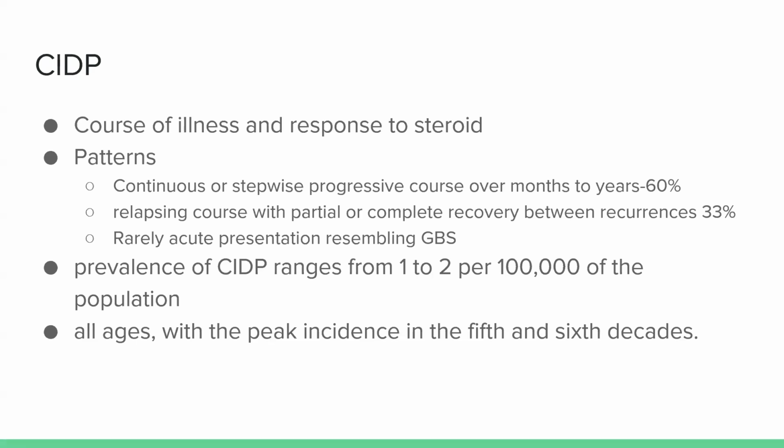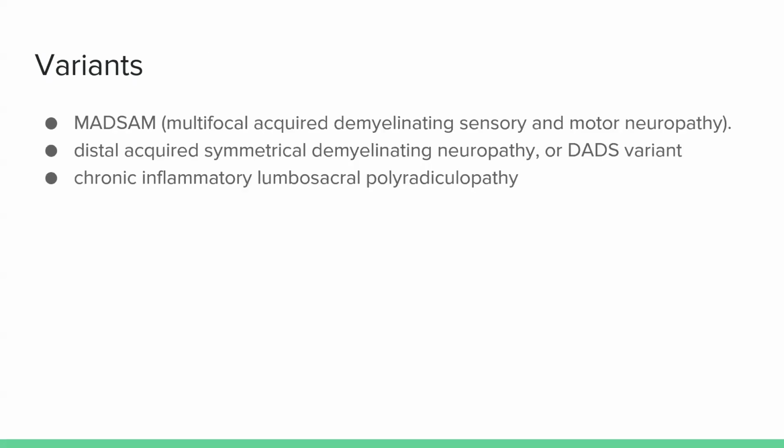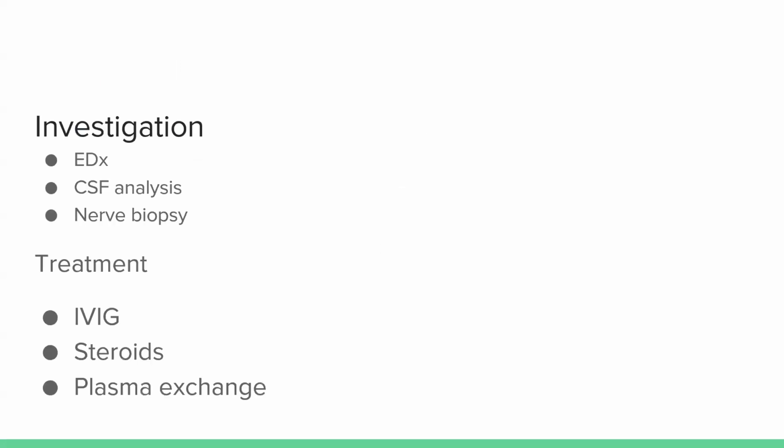Prevalence is rare. It's 1 to 2 per 100,000, similar to GBS. So weakness must be present for at least 2 months to say CIDP. Usually weakness is symmetrical. Distal and proximal muscles are affected equally. Motor sensory involvement is there. Areflexia is there. And stocking glove distribution of numbness may be there. There are several variants.